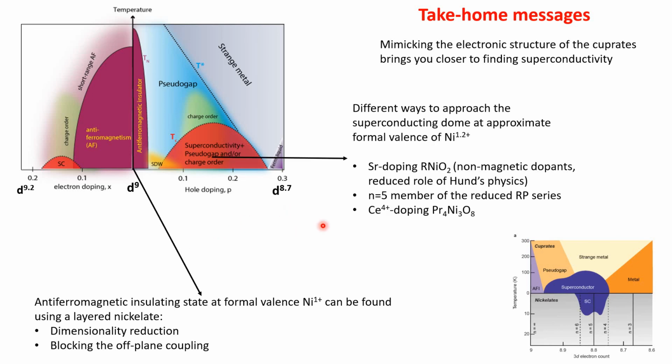And another message is that we know of two ways to reach the superconducting dome in these nickelates. One of them is doping with strontium the rare earth nickel O2. We have seen from our calculations that in that case non-magnetic dopants appear. We know that the N=5 member of the reduced Ruddlesden-Popper series is a superconductor, but we propose that doping the N=3 member, the praseodymium-438, with cerium, would eventually lead you to explore that part of the phase diagram. Those are my main messages, and I thank you for your attention.